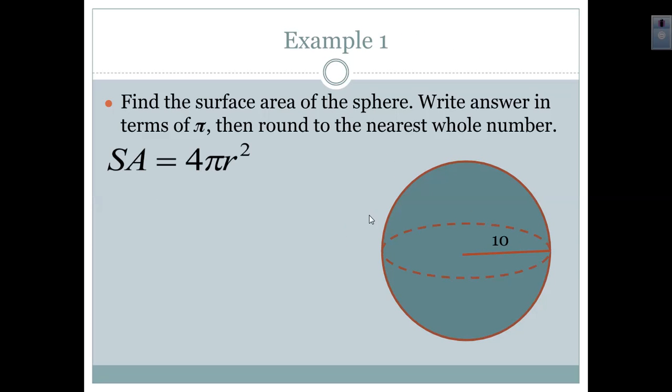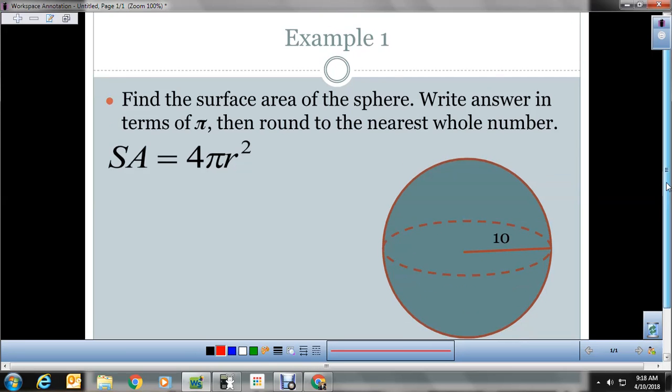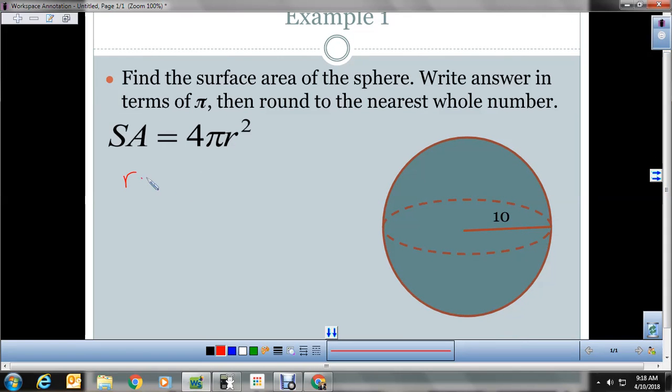All right, so let's take a look at our first example. The surface area, of course, we're going to write this down each time so we know what it is. They ask us to write the answer in terms of pi and then round to the nearest whole number. So we're going to get 2 answers for this. First thing I want you to do is identify your variables, which the only variable we have is our radius. Radius is going to be 10 in this. Now, as we plug this in, we'll have the surface area is equal to 4 times pi times 10 squared.